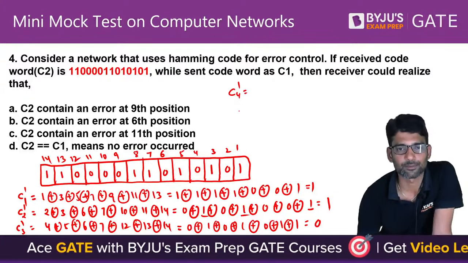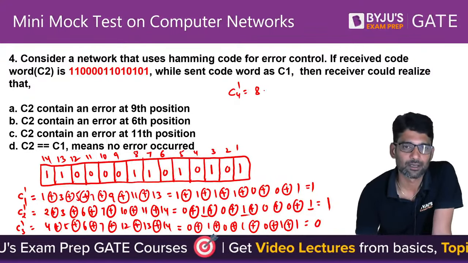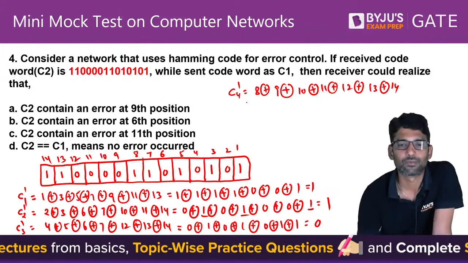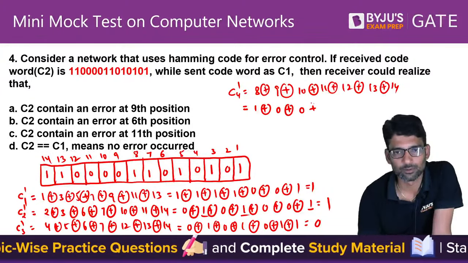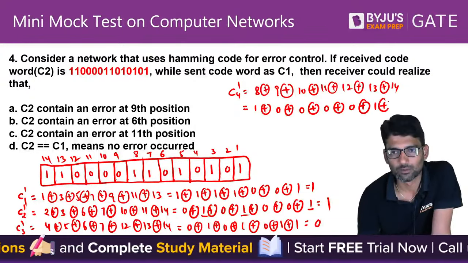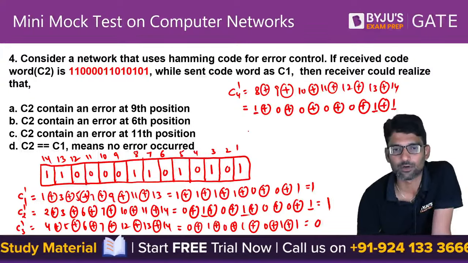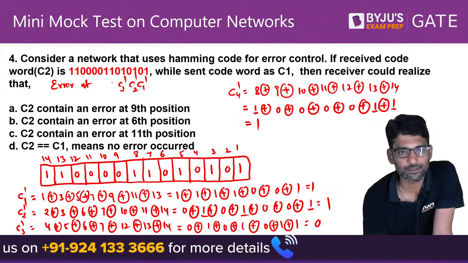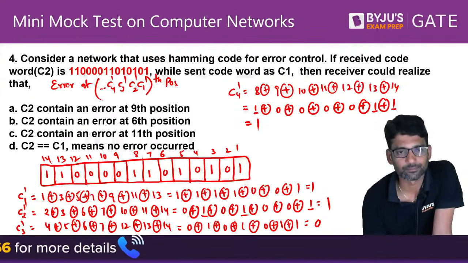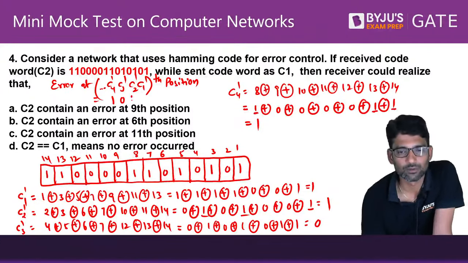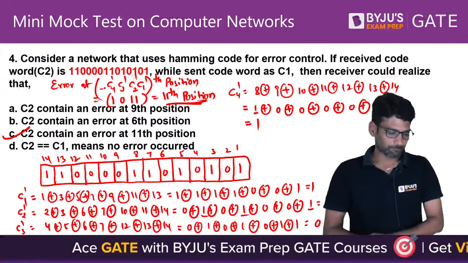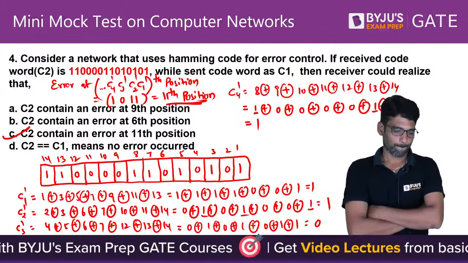Now finally C4 dash, that is include 8, exclude 8, starting from 8. So 8, 9, 10, 11, 12, 13, 14. 1, 0, 0, 0, 0, 1, 1. So 1, 2, 3 ones, odd number of ones, so 1. So always the error is at C4 dash, C3 dash, C2 dash, C1 dash at this position, which is 1, 0, 1, 1. So 1, 0, 1, 1 is 11th position. So the error is at 11th position. Okay. Am I clear?